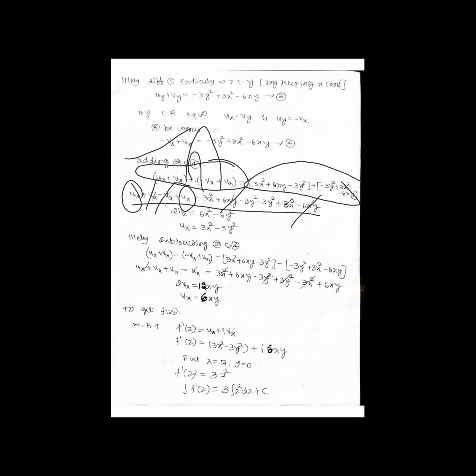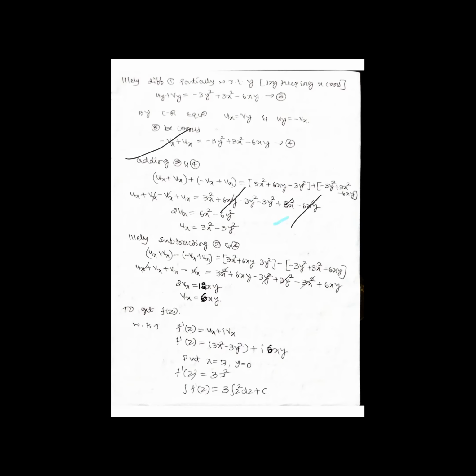Sorry, 2 is common. This side also 2 is common. Take 2 common, and 3 will be inside; these two 2s will cancel each other. Therefore ux is equal to 3x square minus 3y square, that is the answer.